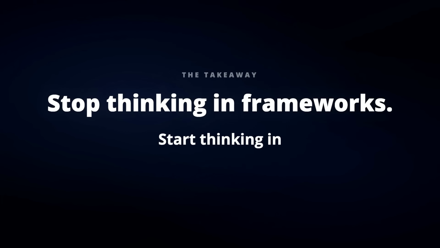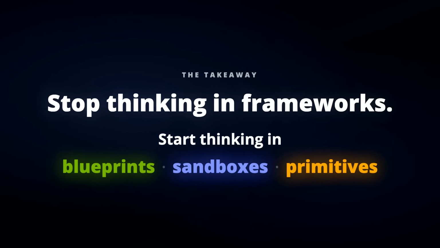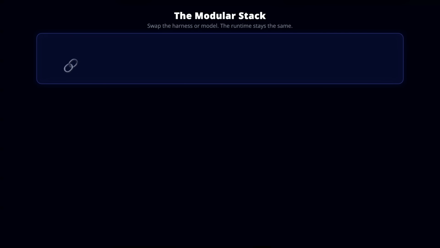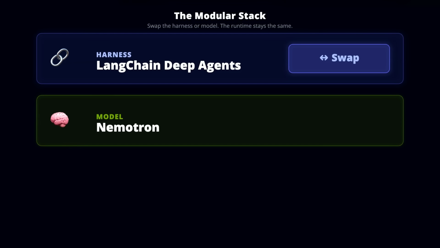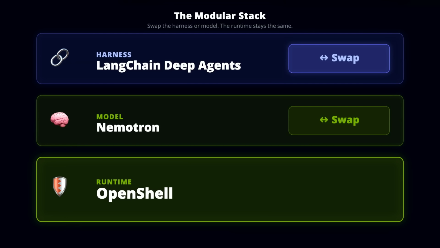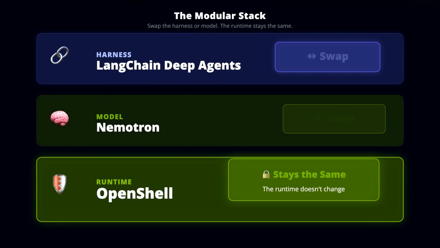Okay, so the takeaway here, if you're building agents right now and you want them to be secure, stop thinking purely in frameworks. Start thinking in blueprints, sandboxes, and primitives. Because once you see it that way, it snaps into place. The harness gives you the agent loop, the model gives you the reasoning, and OpenShell gives you the runtime that makes all of this safe. That's the part to take away here. Swap the harness, swap the model, the runtime should stay the same.